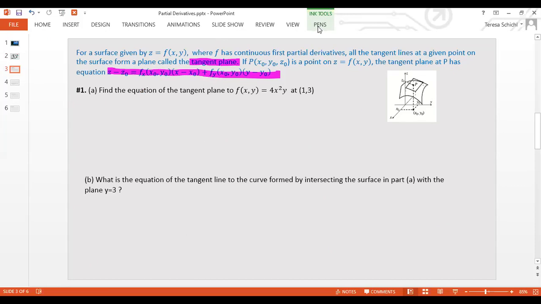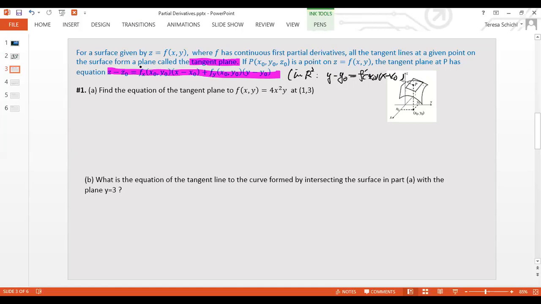Just like in R2, our linear equation is what? Just from memory here, our equation is y minus y0 is equal to f prime x0 times x minus x0. So right now I have x and y, so I can expand that to both directions here. Okay, so now let's take a look at this problem.